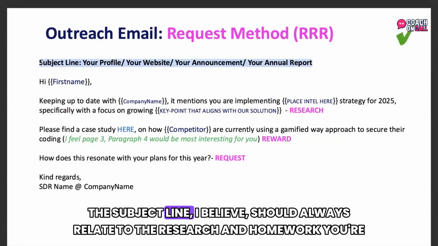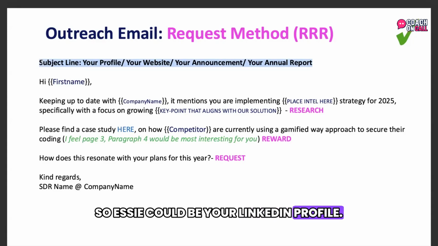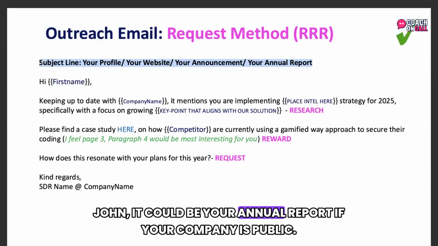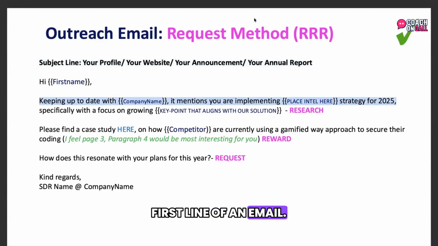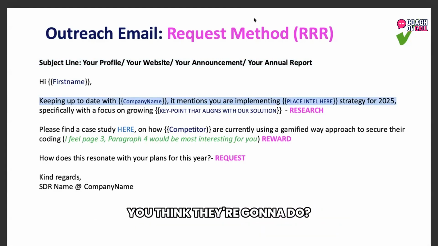The subject line, I believe, should always relate to the research and homework you're doing on the person you're going after. It could be your LinkedIn profile, your recent announcement on your website, or your annual report if your company is public. The subject line should also relate to the first line of the email. Why? 80% of emails are read on phones. If they open the preview and it looks like a sales or marketing email, what do you think they're going to do? Close it.